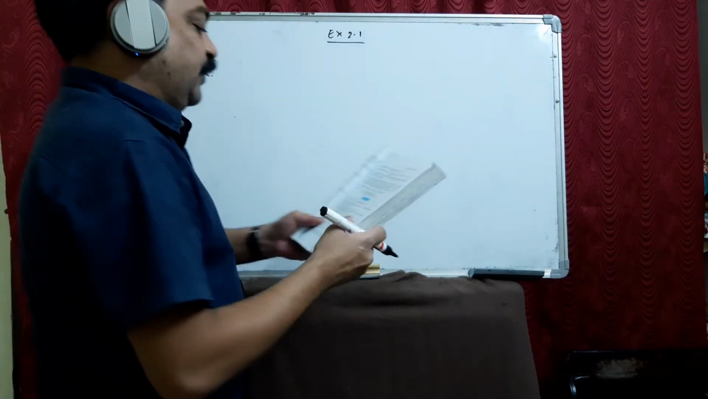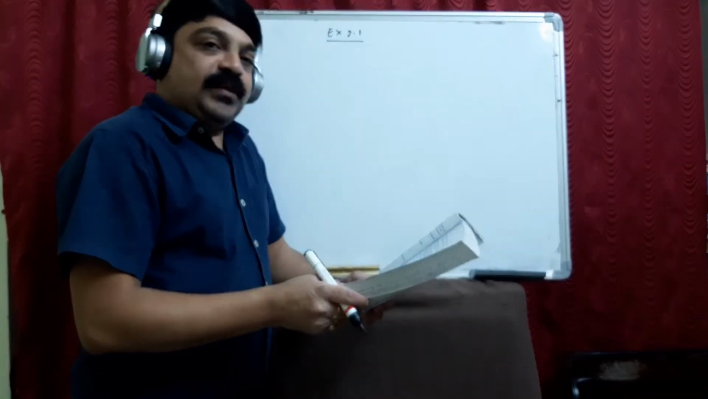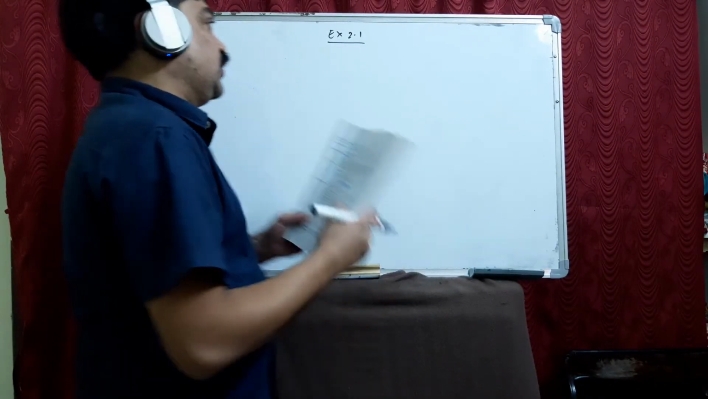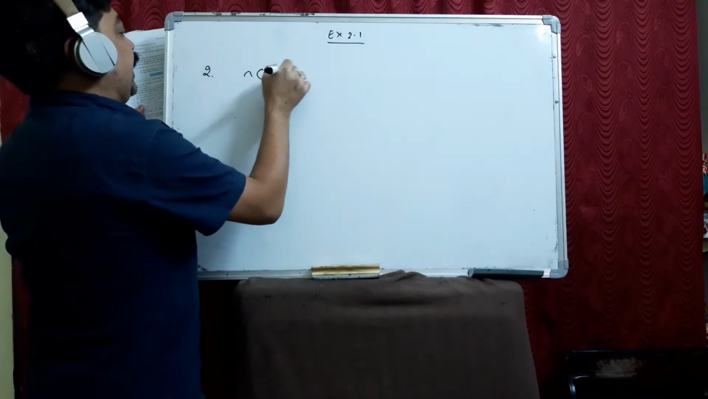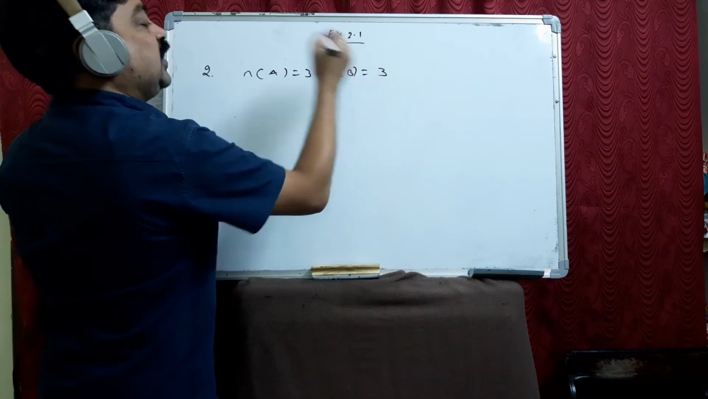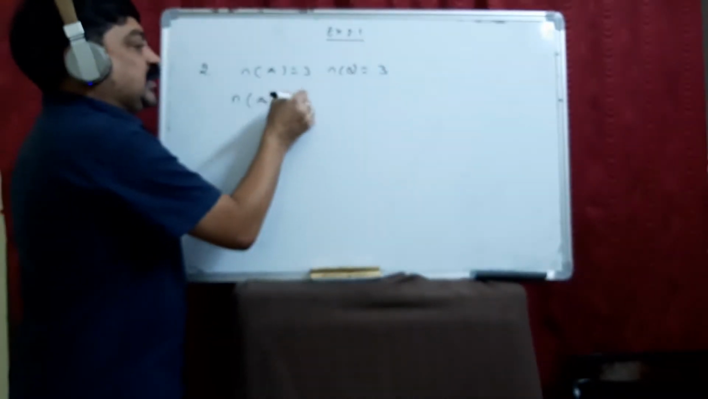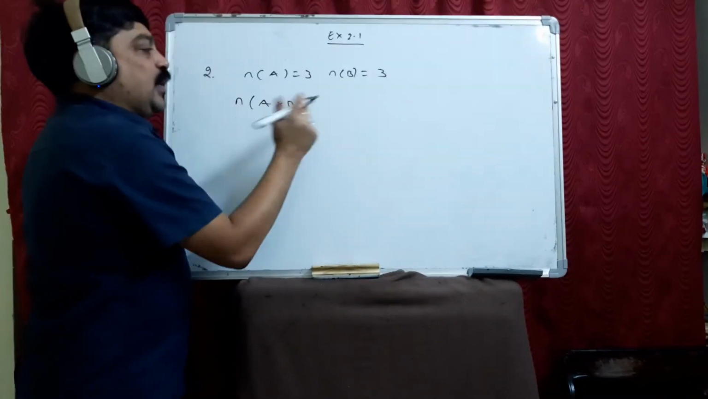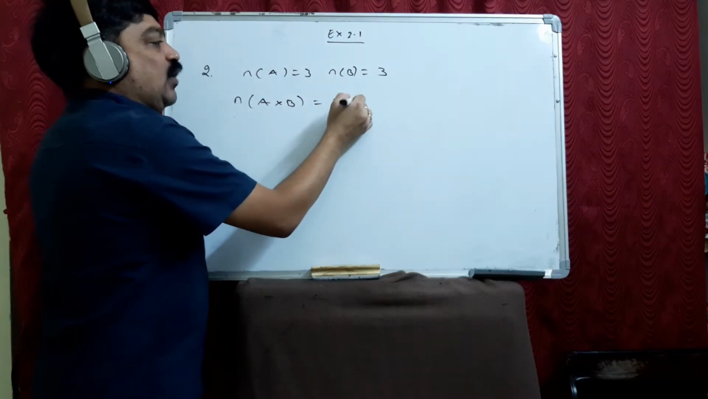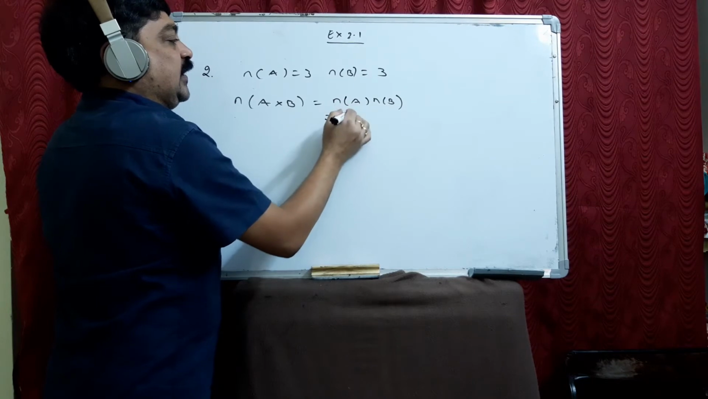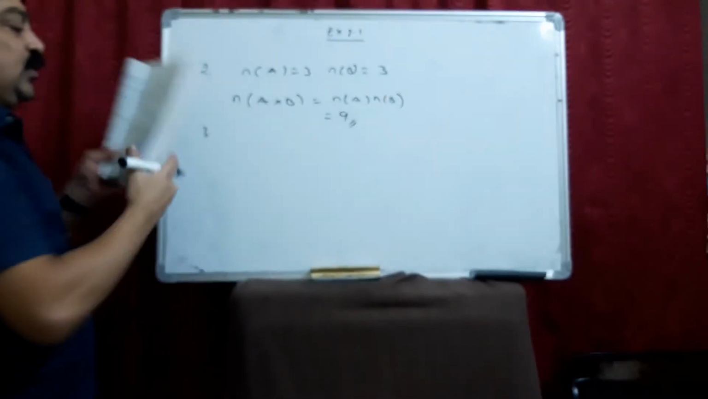Now the second question. If the set A has 3 elements and set B is {3, 4, 5}, find the number of elements in A cross B. See, I told you n of A is 3 and n of B, they have given 3, 4, 5, means they have 3 elements. So how many elements will be there in A cross B? The number of elements in A cross B will always be n of A into n of B. It is 9.